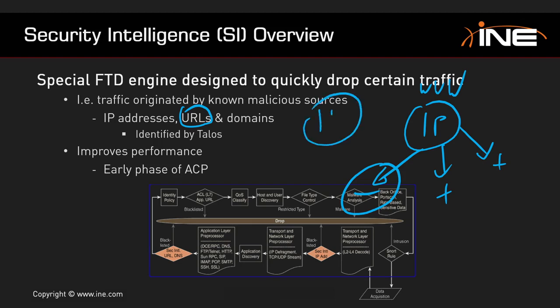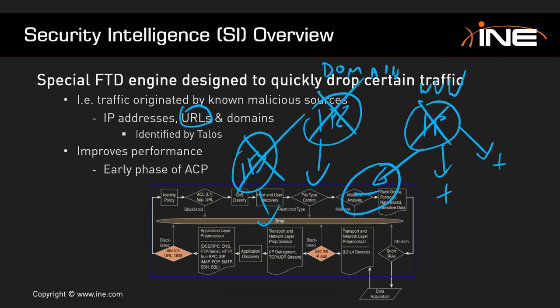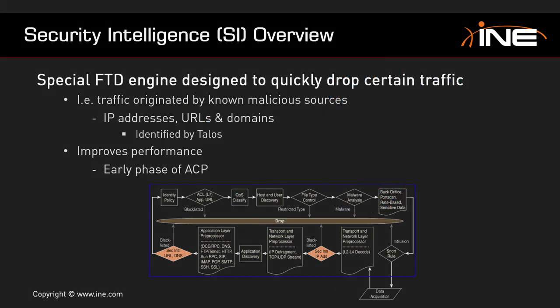Let's say this is going to be IP2, IP3. Instead of specifying those individual addresses or websites, we can just drop the entire traffic to the entire domain. And how could it be done? I'm going to explain this later in this session.